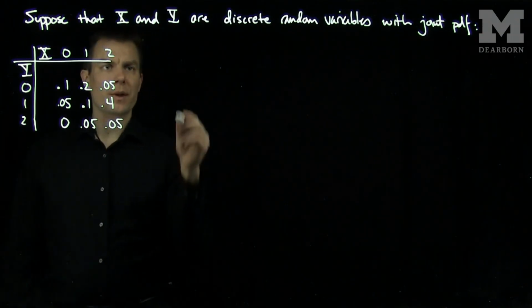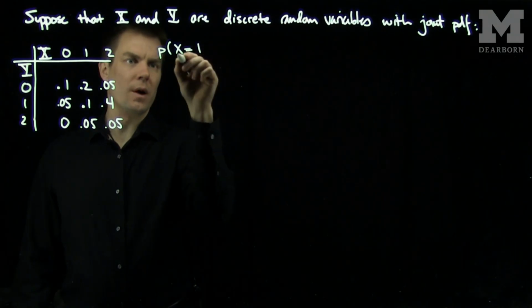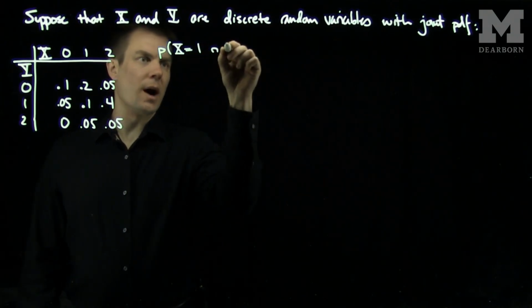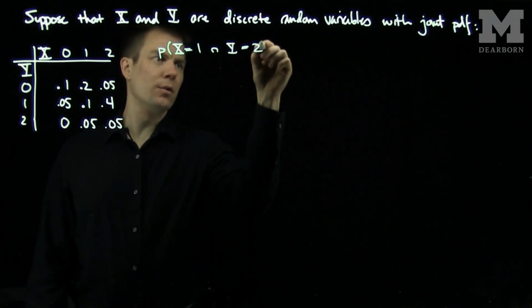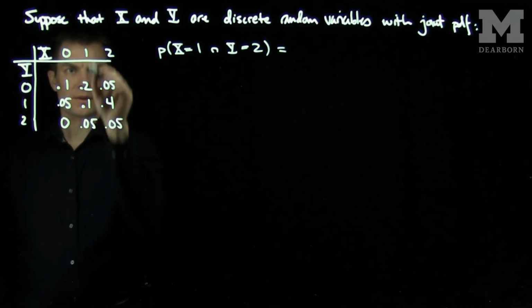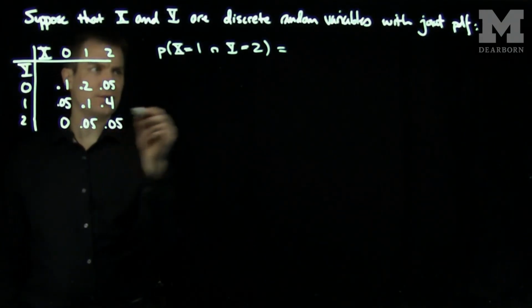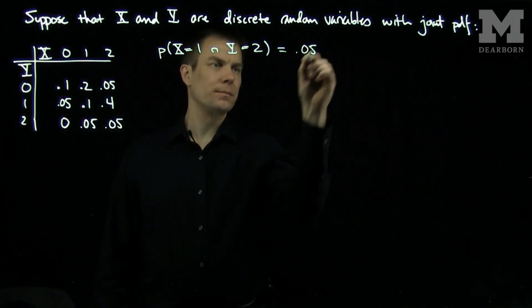So for example, we can say that the probability that X is equal to 1 and Y is equal to 2 would be equal to, X is equal to 1 would be this second column over here, and Y equals 2 is this row over here. So when X is 1, Y is 2, this is a probability of 0.05.